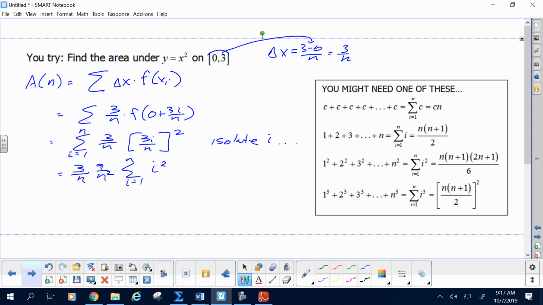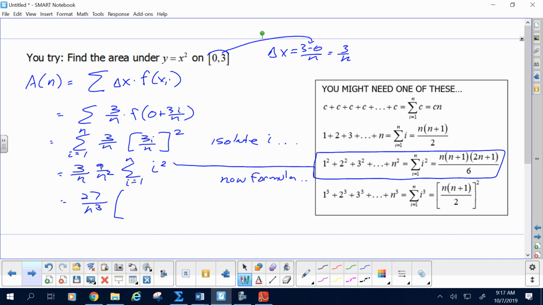Now we're going to go formula. I want to eventually get something I can take an infinite limit on. I want to say, now let the number of rectangles go to infinity. Well, I definitely don't want to let the number of rectangles go to infinity here because I wouldn't know what to do with it. I don't know what to do if I take n to infinity. I want to say, oh, this is the same as, or can be found by, this formula. So find the squares formula, which is here.